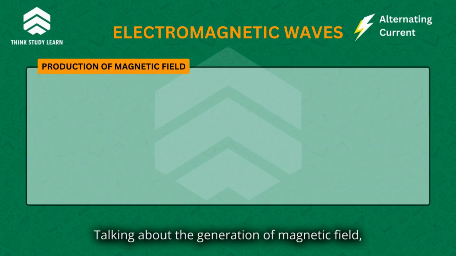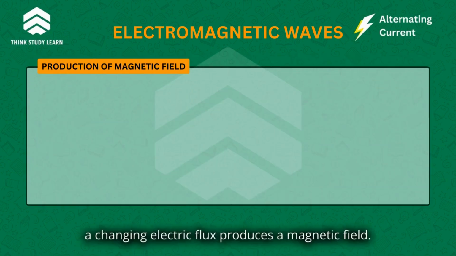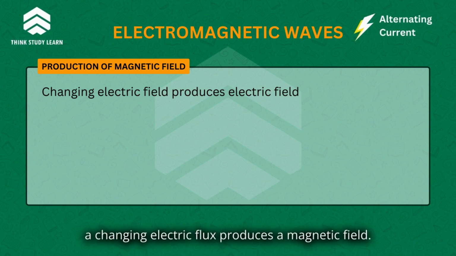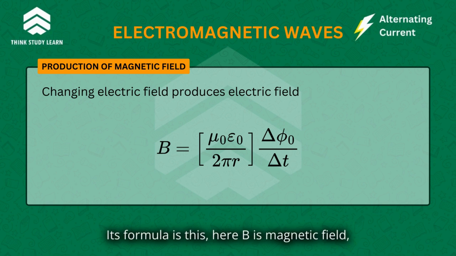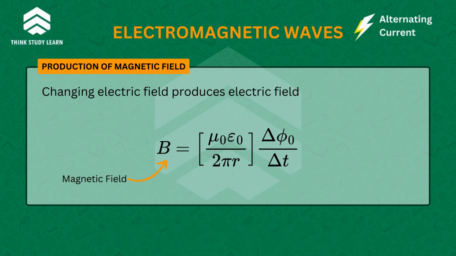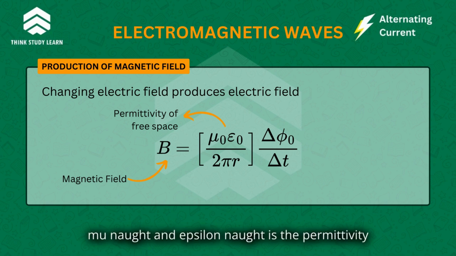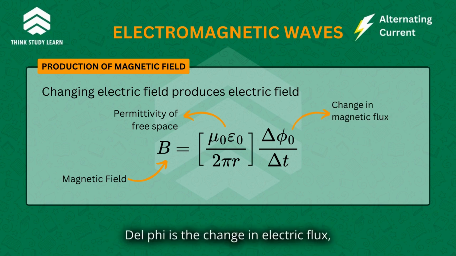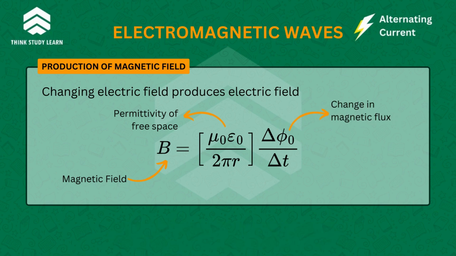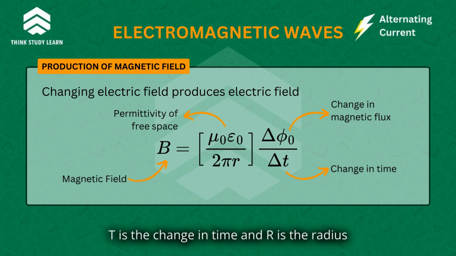Talking about the generation of magnetic field, a changing electric flux produces a magnetic field. Its formula is this. Here, B is magnetic field, mu naught and epsilon naught is the permittivity of free space, which is a constant value. Del phi is the change in electric flux, T is the change in time, and R is the radius or distance from the source.